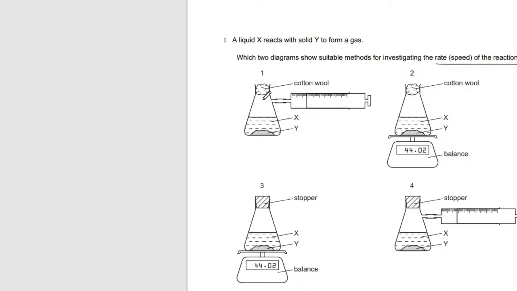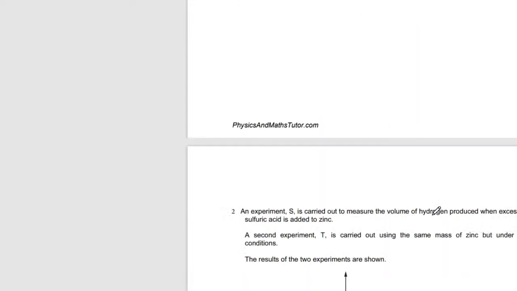Sorry, let me try and rephrase what I just said. Now the difference between 1 and 2: we need a balance first of all. And the difference in these two is that this one's cotton wool and this one is a gas syringe. Now why number 2 will be correct is because all this gas will be collected in this cotton wool, which will increase the weight. And this can show that there's a change in the rate of reaction. So therefore 2 and 4 will be the correct answer, because we need a gas syringe.